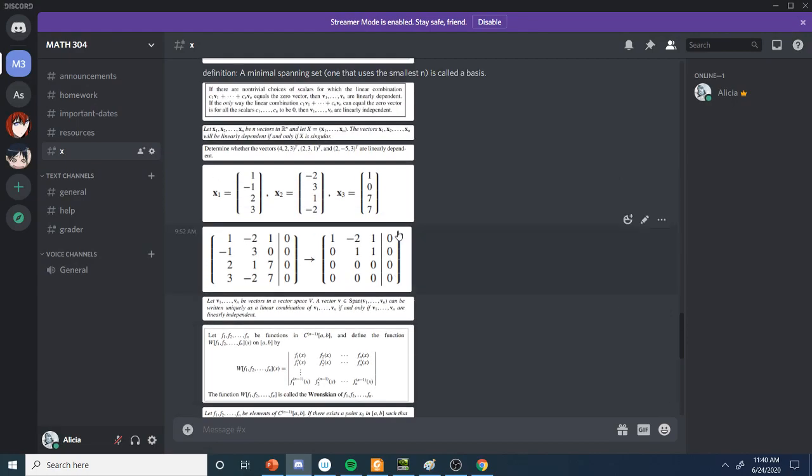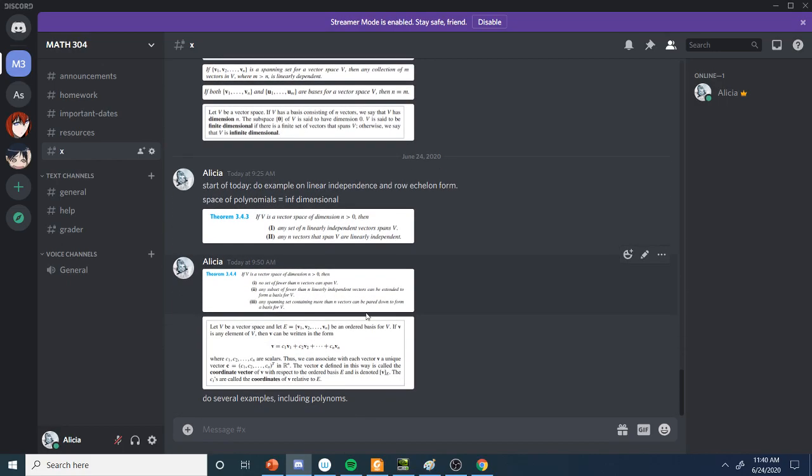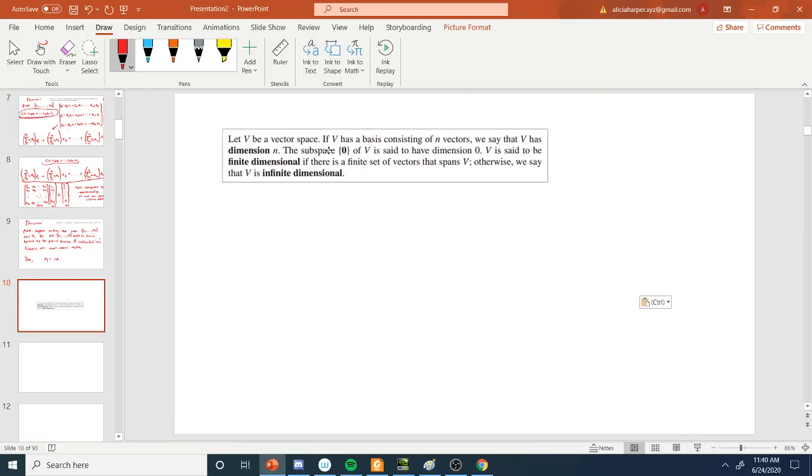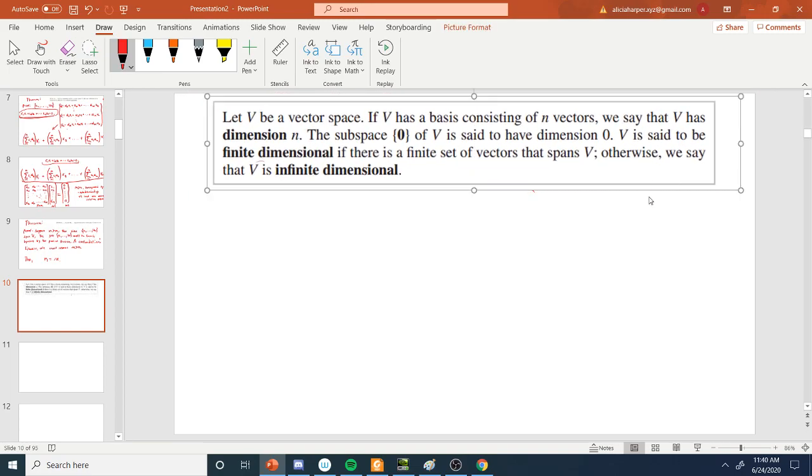And here it is. So let's let V be a vector space. If V has a basis consisting of n vectors, we say that V has dimension n. The subspace 0 of V is said to have dimension 0. V is said to be finite dimensional if there exists a finite set of vectors that spans V. Otherwise, we say that V is infinite dimensional. So this is finally our notion of dimension.